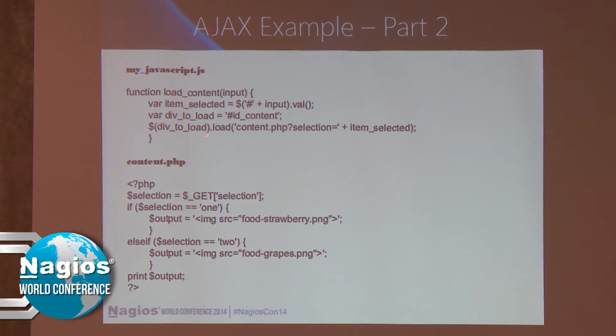This is jQuery specific. The .load, and in these brackets, it's referencing that content.php file, and it's sending through an item or an object called selection with the value of the item that we selected. So when this information gets sent back, our server receives it, it gets the value of this object we sent it, and we're just doing some if-else statements. So if this equaled 1, the output will be the strawberry image. And if it's 2, the output's going to be the grape image. And then it prints it.